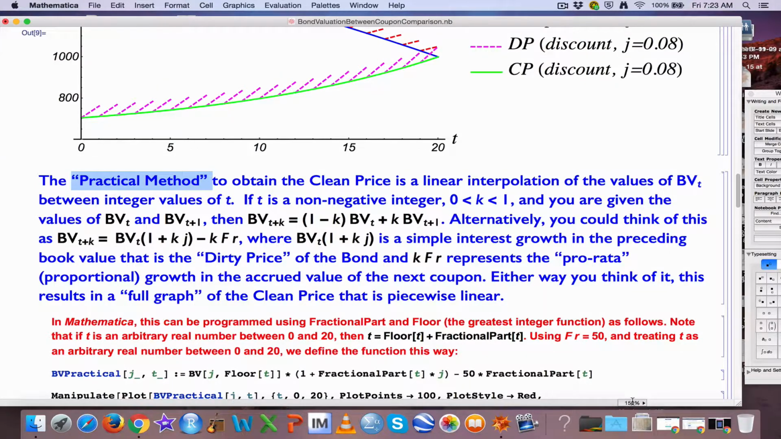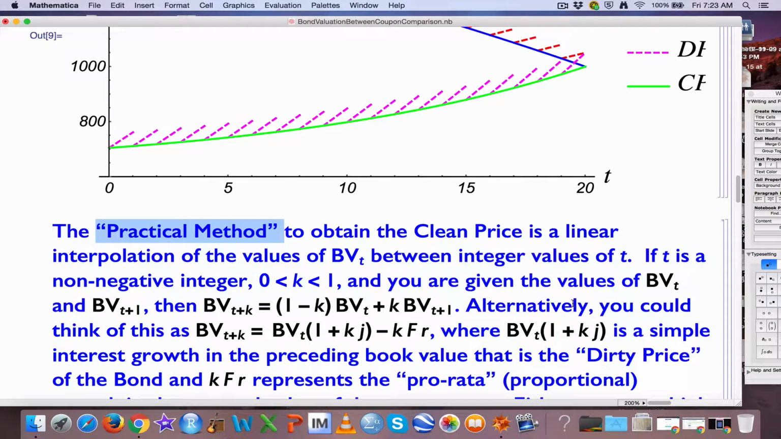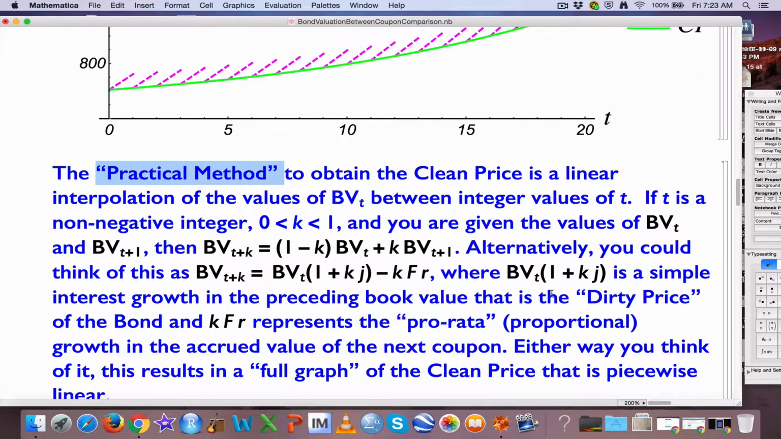Practical method to obtain the clean price. It really is a pretty simple concept. We're just taking the BV values at integer values of t, positive integer values, whole numbers, and we are interpolating, linear interpolation between those. The formula is typically written either like this or like this, where once again t is a whole number and k is a real number between 0 and 1.